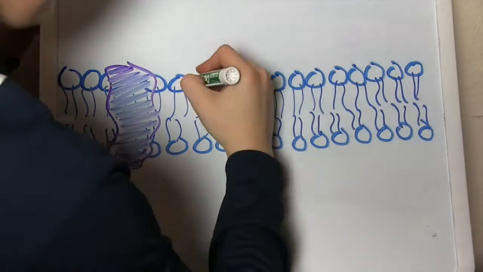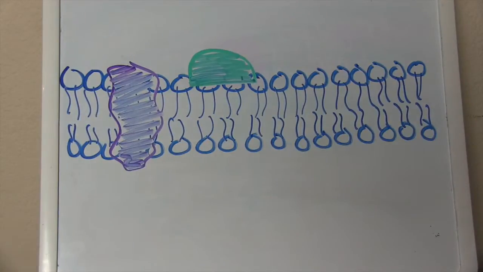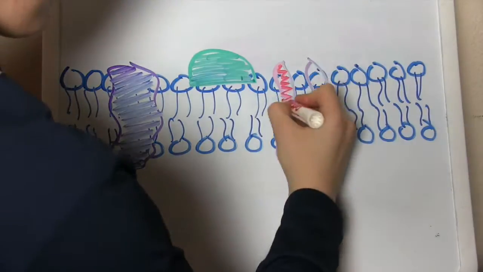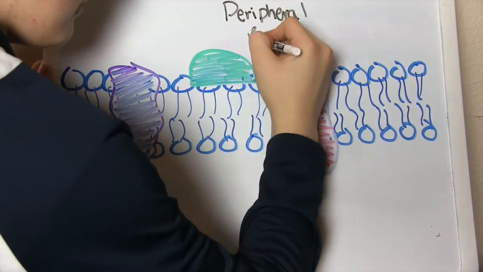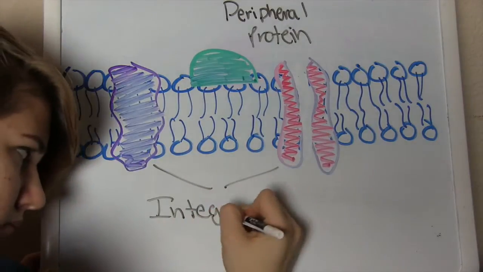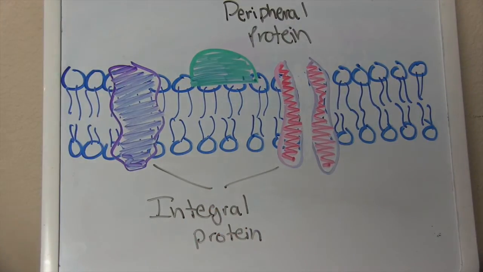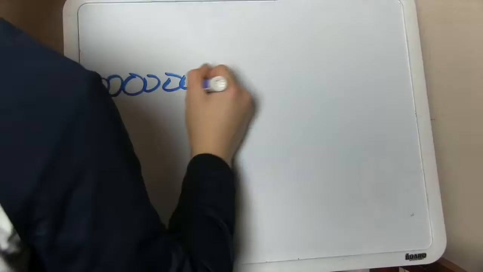Peripheral proteins are loosely bound to the surface of the membrane. Integral proteins penetrate the lipid bilayer. This is also known as a transmembrane protein. Proteins in the membrane have receptors for specific molecules.